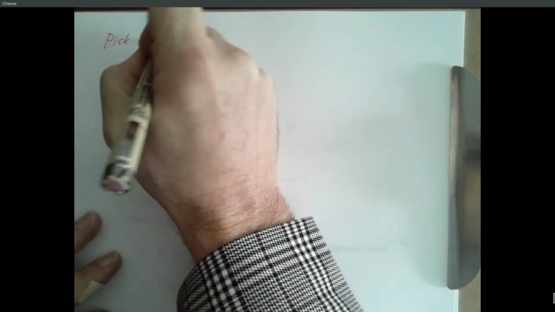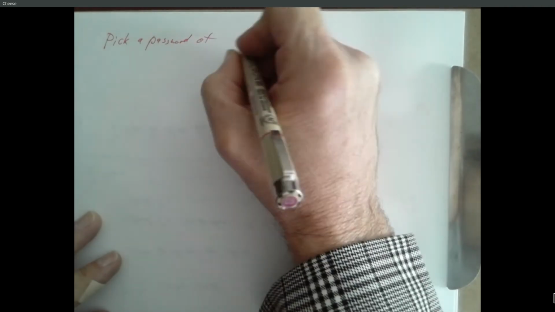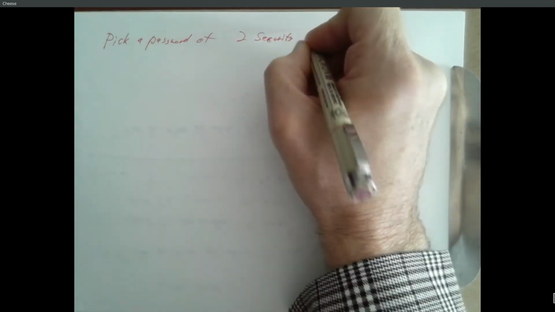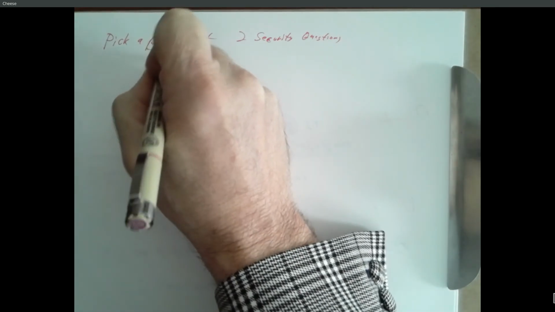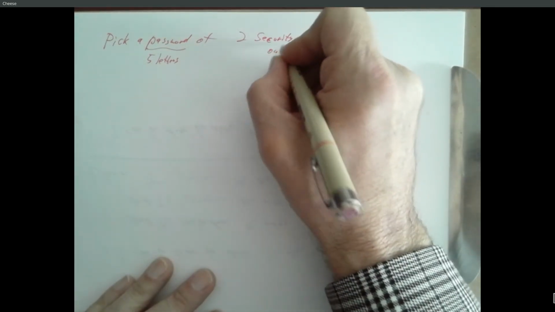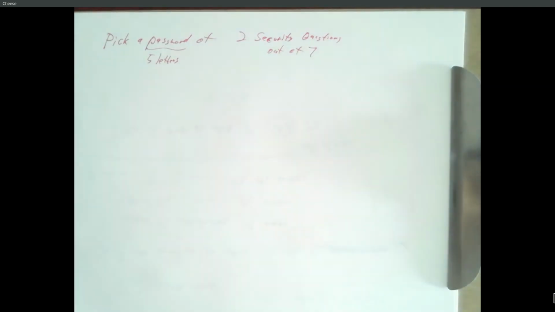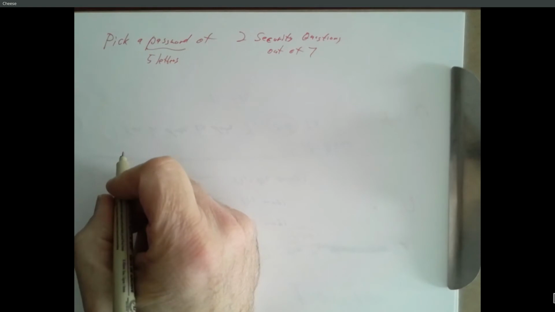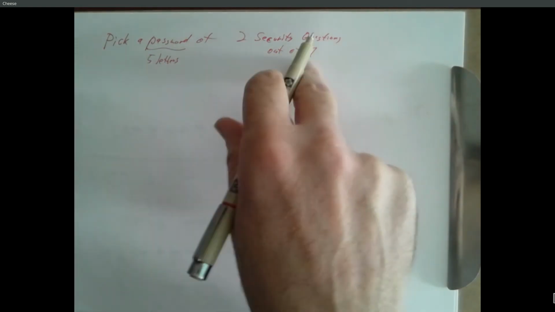So pick a password or 2 security questions. Your password has to be 5 letters, or 2 security questions from a list of 7 questions we'll let you pick from as we build up our dossier on you. So authorizing yourself to the system, setting up your account at HackMe Incorporated, requires you to do either this or this.